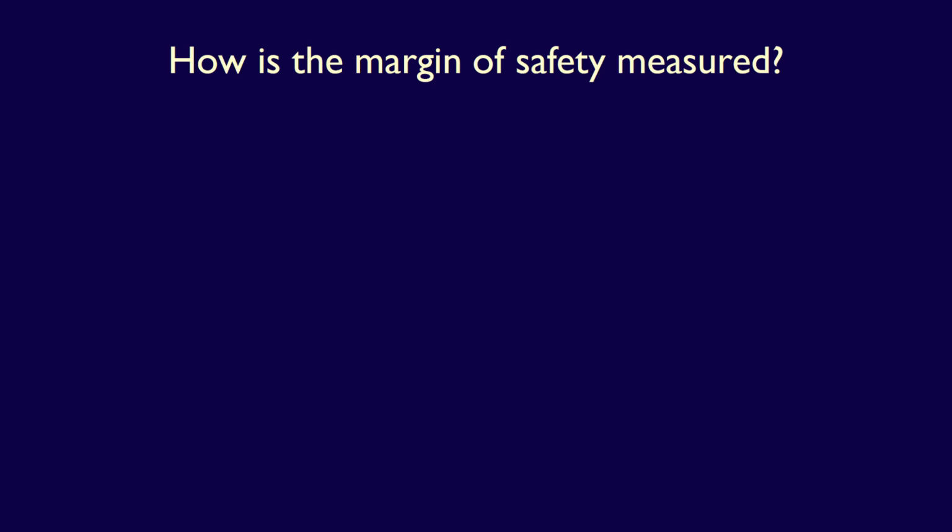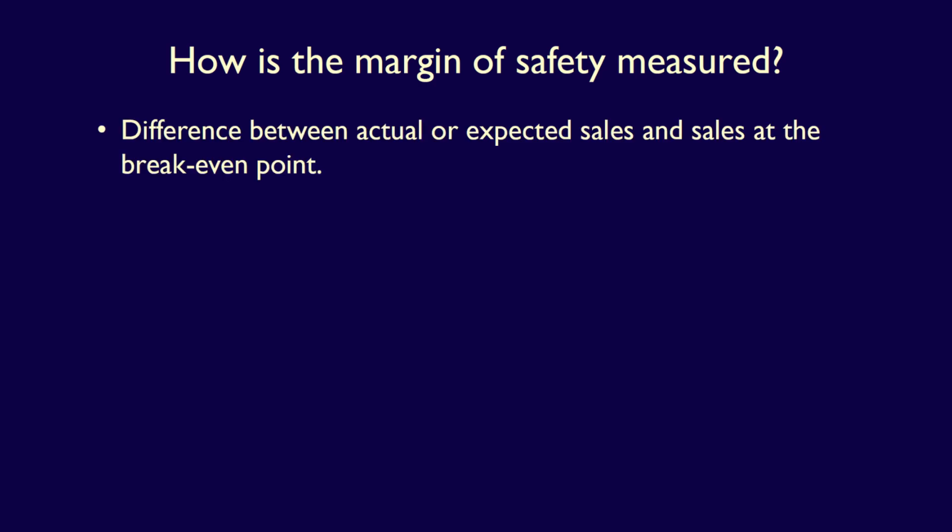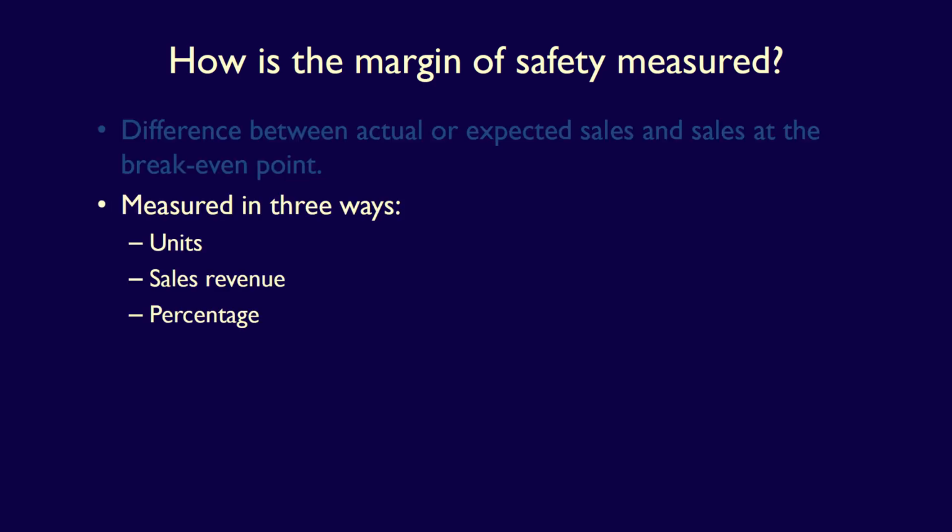How is the margin of safety measured? It's measured as the difference between the current level of sales and the sales at the break-even point. The greater the difference, the more sales will have to fall before the company is in a loss position. Therefore, the greater the margin of safety, the lower the risk, because sales would have to fall far further in order to end up in a loss position. We can measure the margin of safety in three ways: units, sales revenue, or as a percentage. Let's use an example to demonstrate all three.